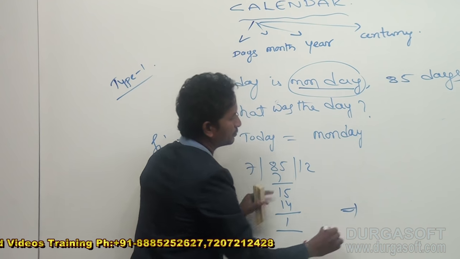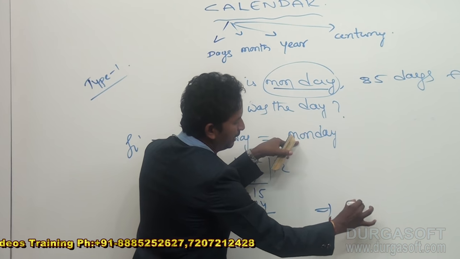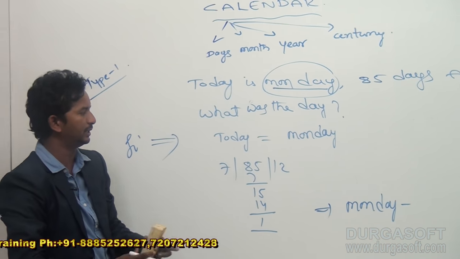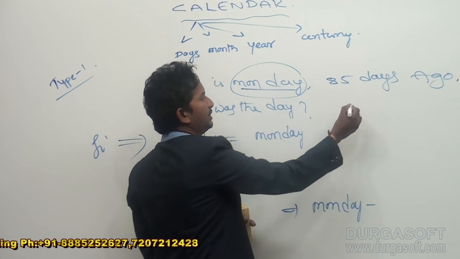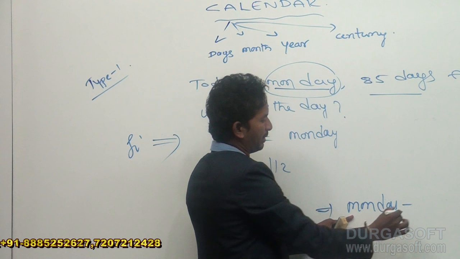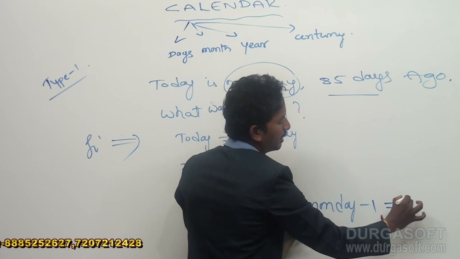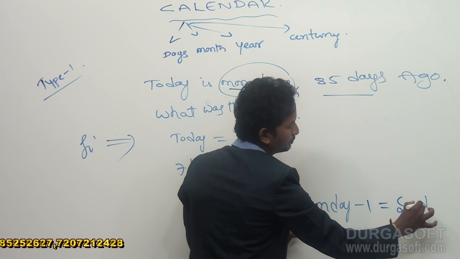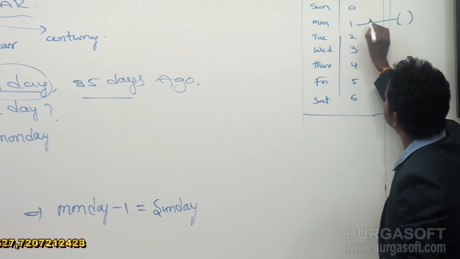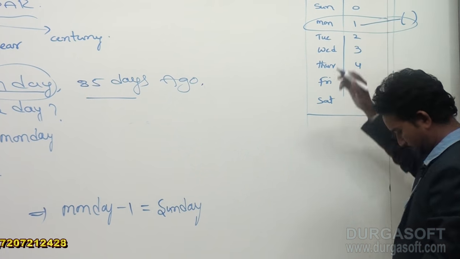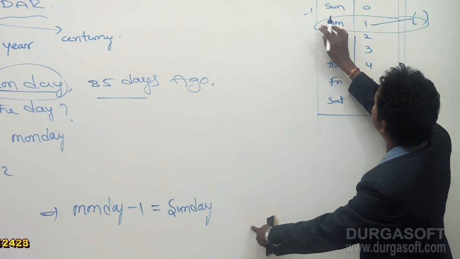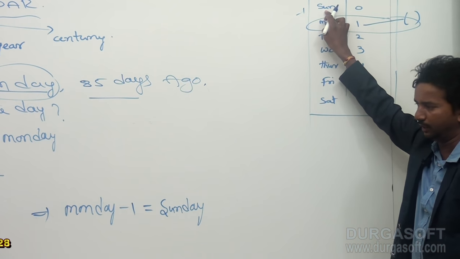Now what is today? Today is Monday. Minus here, minus. Why am I taking minus here? I am asking the question "85 days ago". So that's why Monday minus 1 is equal to Sunday. This given is a Monday, so back one day, nothing but Sunday.